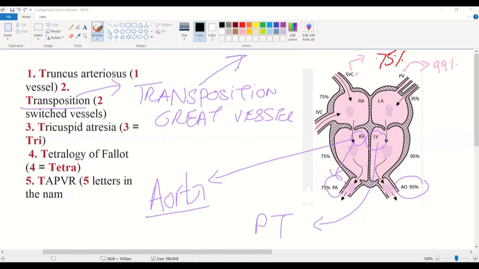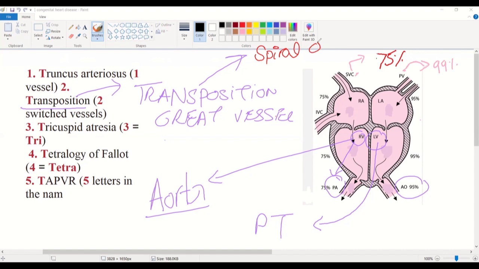So what is the embryological pathology that leads to transposition of great vessels? It is due to failure of the spiraling. The spiraling is a high yield topic. They ask what is failing: the failure of spiraling of the aorticopulmonary septum.